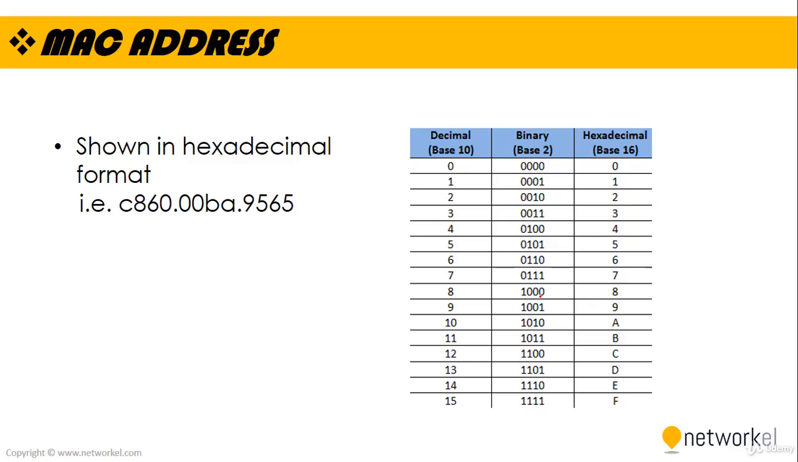MAC addresses are shown in hexadecimal format, guys. Hexadecimal is a positional numeral system with a radix or base of 16. It uses 16 distinct symbols, most often the symbols from 0 to 9 to represent values from 0 to 9, as you can see in here. And A, B, C, D, E, and F to represent values from 10 to 15.